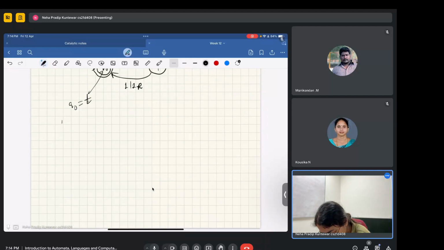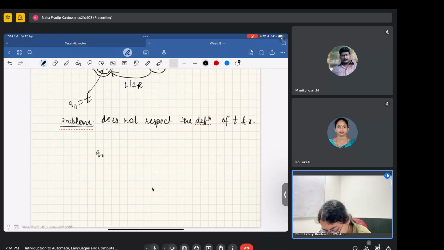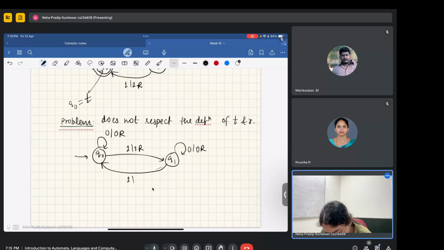So the problem with this is that this does not respect the definition of t and r. So what we need to do is, you start with q0. If you see zeros, you write 0, go to the right. If you see 1, you write 1 and go to the right. Same thing you do for this and here.